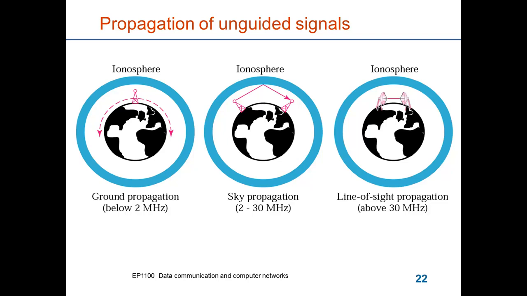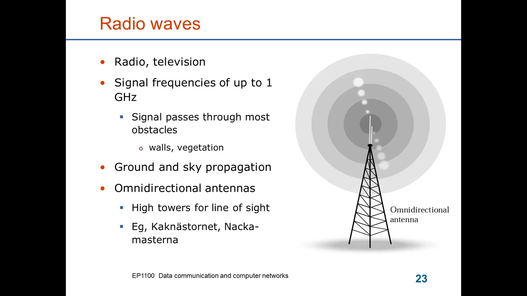We talk about radio waves that are used for a television broadcast. These are signals with frequencies up to a gigahertz. They pass through most obstacles like walls and vegetation. The transmission is terrestrial or uses satellite, often with omnidirectional antennas to reach wide areas, and often sent from high towers for line of sight propagation to the receivers.